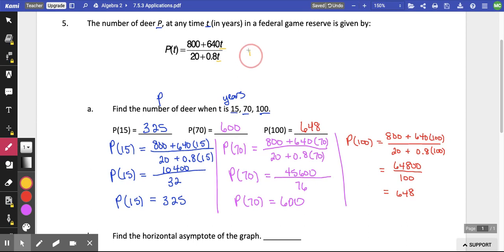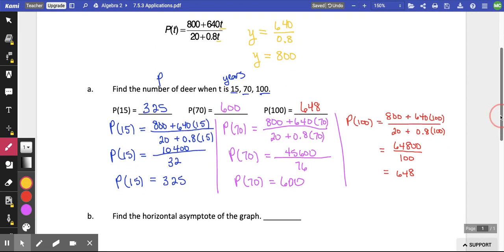So that means your horizontal asymptote is going to be y equals the leading coefficient of the numerator divided by the leading coefficient of the denominator. You can do that in your calculator, or you might be able to do it by hand, just in your head. You should get y equals 800.